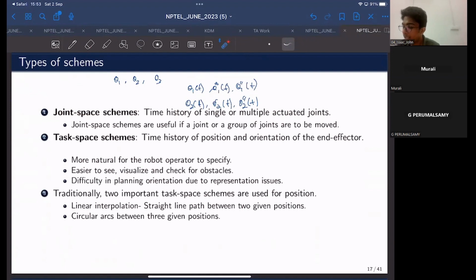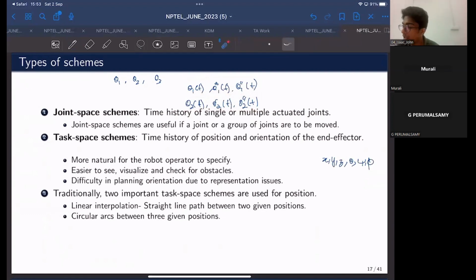But when it comes to task space schemes, it is nothing but the time history of position and orientation of the end effector. So rather than theta 1, theta 2, theta 3, you would be planning the trajectory in terms of task space variables, which are x, y, z. Then you will also have the remaining parameters for rotational motions.